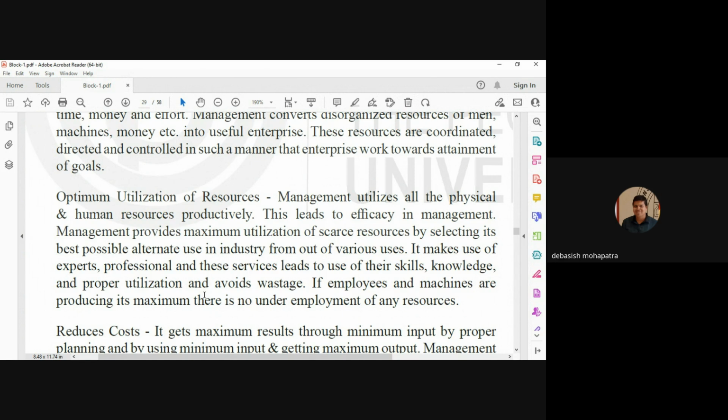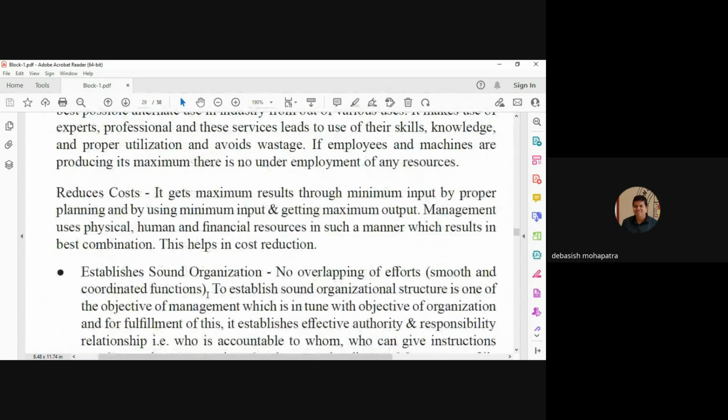Then, optimum utilization of resources. Management utilizes all the physical and human resources productively. This leads to efficiency in management, and management provides maximum utilization of scarce resources by selecting the best possible alternative use in industry out of the various uses.